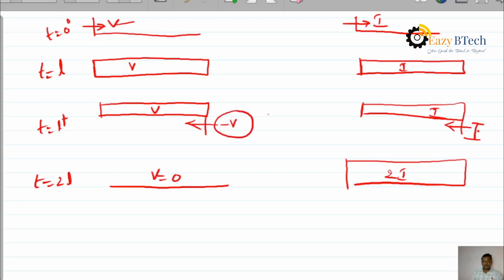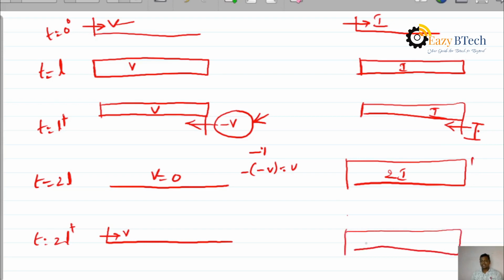Now the voltage initiated is minus V. How much is reflected at t equals 2L? The reflection coefficient is minus 1. Therefore, minus of minus V becomes V. So V is initiated at 2L plus. If V is initiated, the current waveform reflection coefficient is also 1. Therefore, with 2I already there, the current waveform is again initiated here.